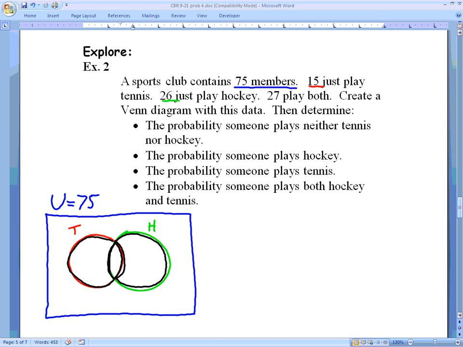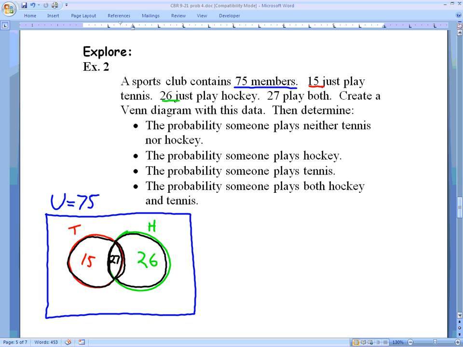So it says 15 just play tennis. So they would be hanging out over here in the tennis group, but not in the overlapping part with the hockey. And then we have 26 that just play hockey. They would be hanging out over here. Again, not overlapping with the tennis. 27 play both. They would go right here in the center. They are in both groups.